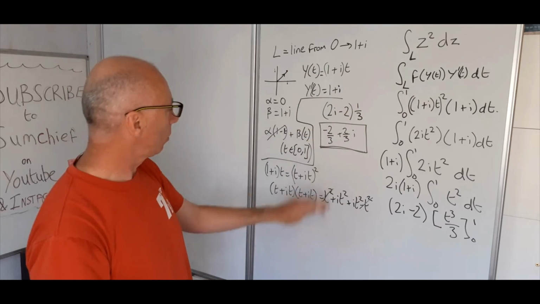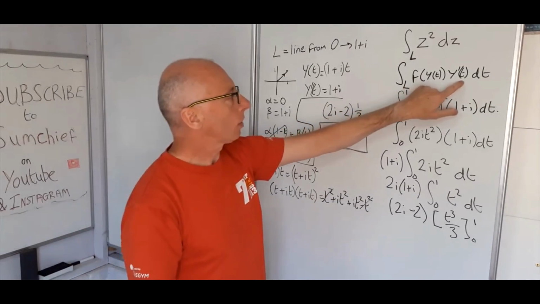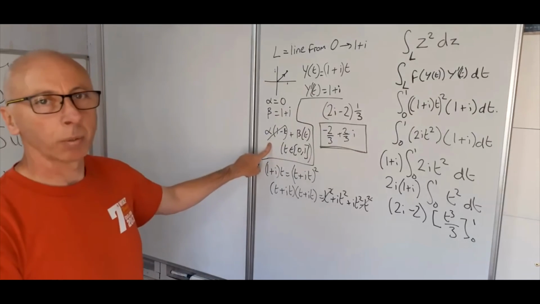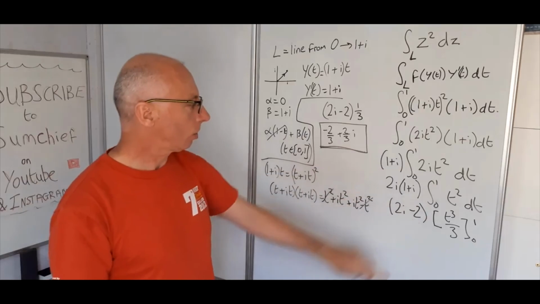Okay, a lot of interesting things there to look out for. f of gamma t, the derivative of gamma t after you've found your parametrization. That's obviously an important step. Without that you can't do anything. Then after that it's just all algebra.